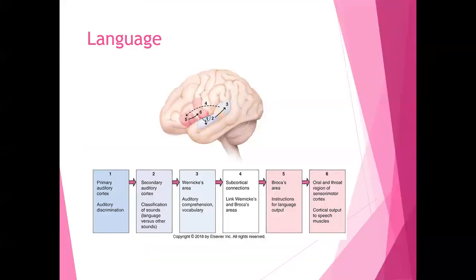Okay, here we go. Here's the flow chart. So sound comes in to the primary auditory cortex, just like every sound. Language comes in as a sound. And the primary auditory cortex says it's a sound and it's this loud and it's coming from over there. And the secondary auditory cortex classifies the sound. So it says it's a noise, it's music, it's language. And if the secondary auditory cortex recognizes it as language, it sends it to Wernicke's area.